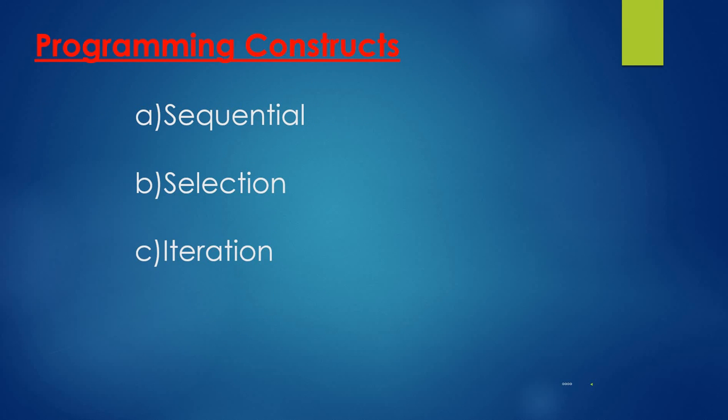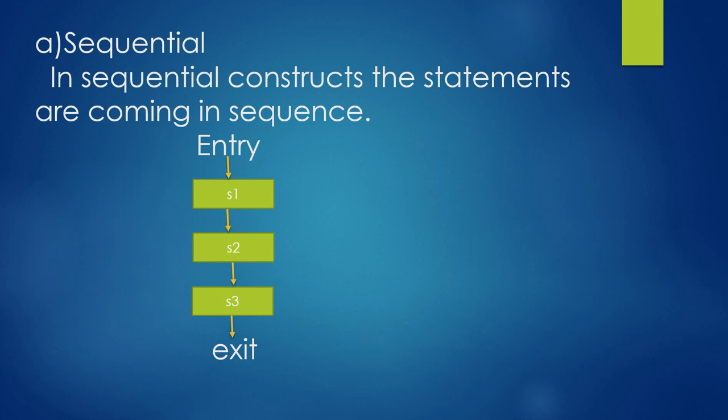The 3 programming constructs are sequential construct, selection construct, and iteration construct. Today we are discussing only one construct, that is the sequential construct. Sequential programming construct means the statements come in sequence.